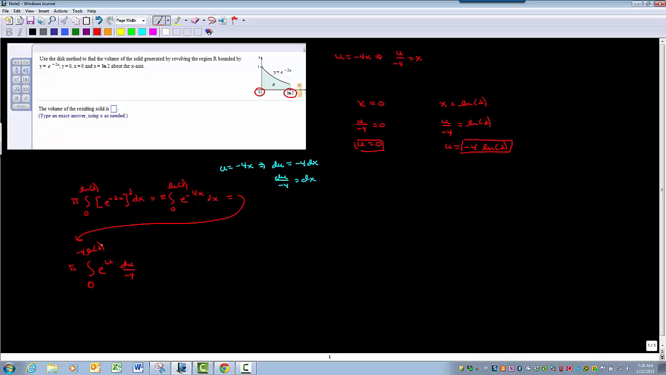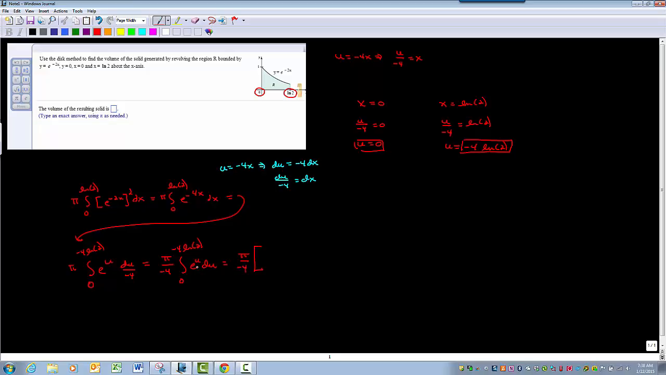This is one way of doing it, by changing your bounds. We made a substitution, so our bounds are no longer good, and our dx was no longer good, so we had to do all that replacing. Now we pull the negative 4 out. So this is pi over negative 4 integral from 0 to negative 4 natural log 2 of e to the u du. Now I'm looking for an antiderivative of e to the u. So this is going to be pi over negative 4. That guy's still up front.